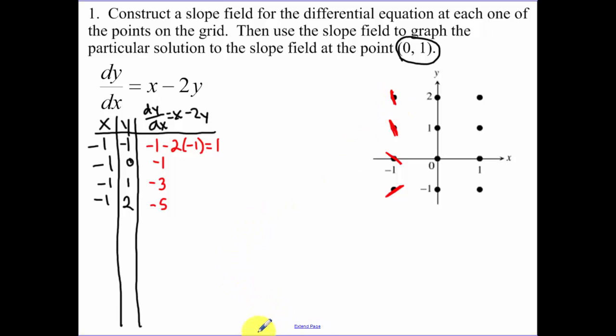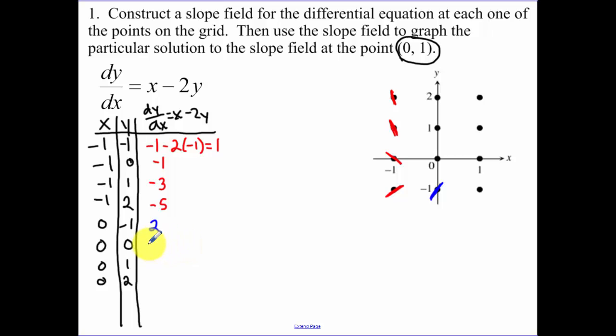Okay, now let's move to the next column. For each one of these, x is 0, but y has changing values. I'm going to do these in a different color. So I plug in 0, and I plug in negative 1. That means we get a positive 2. So at 0, negative 1, we get a positive 2. Now a positive 1 slope kind of looks like a 45-degree angle, so I'm going to do this one a little bit steeper.